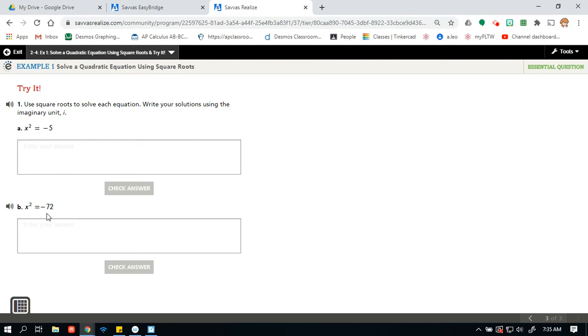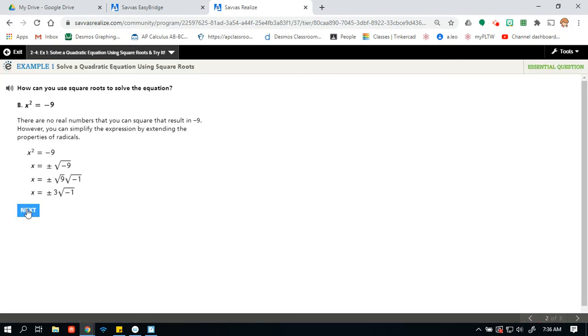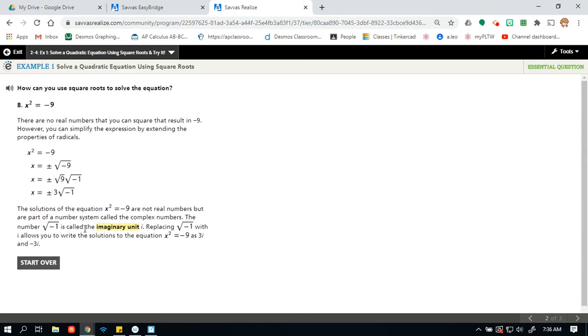All right, you have two problems here. Both of them are negative. For the try it, I would just keep it as the square root of negative 1. Write your solutions using the imaginary i. So they want you to use the imaginary i, although they did not use it here. Oh no, they do here. They do expand it. Sorry, I did not go all the way to the final part here.